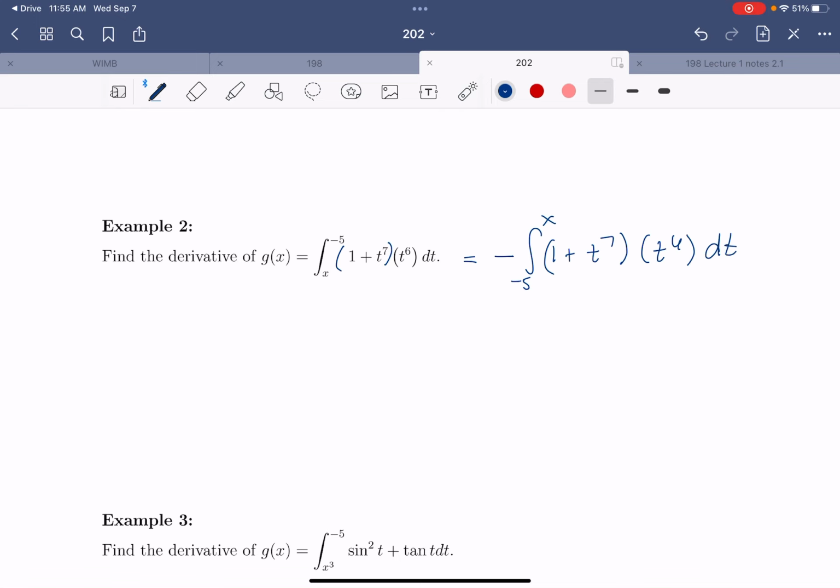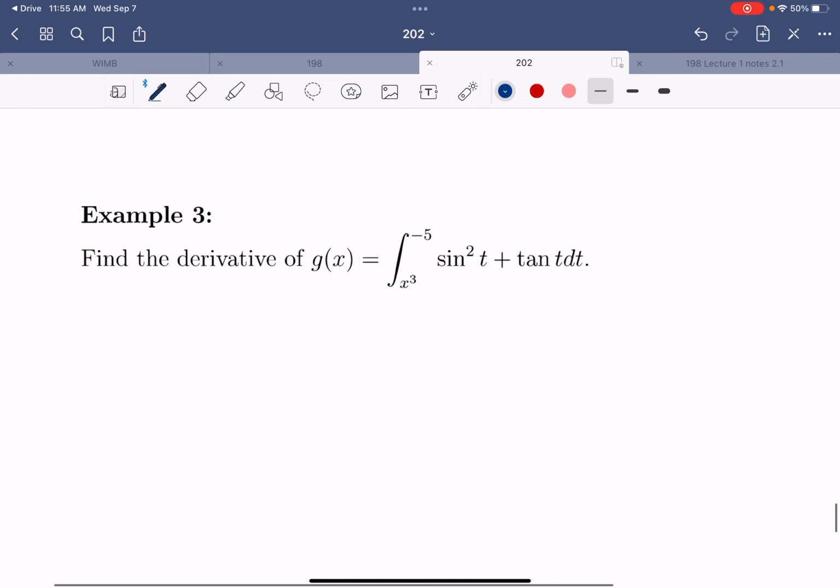So let's assume that they're there. Okay, and now when we go to find the derivative, so g prime of x, we're going to leave that negative. And we know that all I'm going to do is drop my integral because the derivative of the integral goes away. And I just get the function inside, but evaluated at that upper limit. So that means I'm going to get 1 plus x to the 7th times x to the 6th as my derivative.